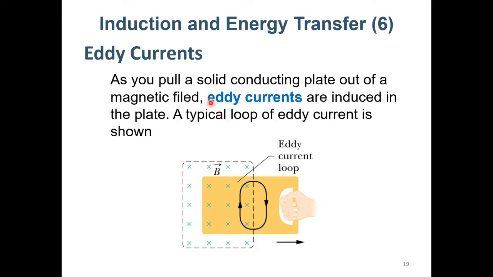It's said that the eddy currents are induced in the plate. A typical loop of eddy current is shown. So the loop would be something like this. There's not an explicit loop there, but there will be some eddy current in this plate, so that it will consume the power of the magnetic field.